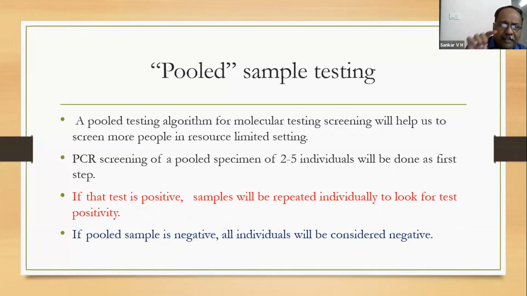And wherever pooled samples are positive, these samples will be repeated individually to look for test positivity. And if the entire pool sample is negative, all these individuals will be considered as negative. So it's actually for a resource limited setting, where more RT PCR can be done. Only in India, Uttar Pradesh has made this request for pooled sample testing, and they have been permitted. I think they are doing this pooled sampling. No other state has started it, but in resource limited testing, we can do it.